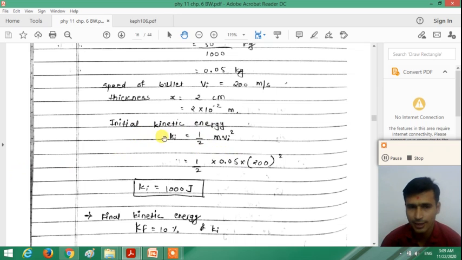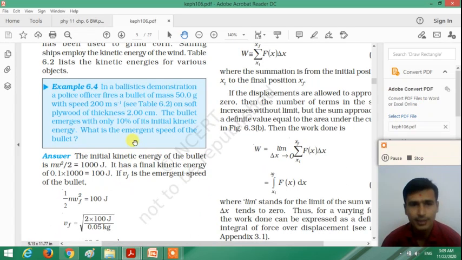So initial kinetic energy Ki is equal to 1/2 m vi squared. With mass of the bullet 0.05 kg and initial speed 200 meter per second, 200 squared, we get the initial kinetic energy as 100 joule. Now in the statement given to you, the bullet emerges with only 10% of the initial velocity.